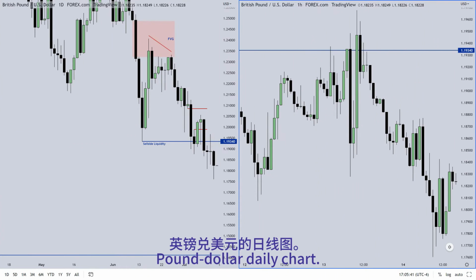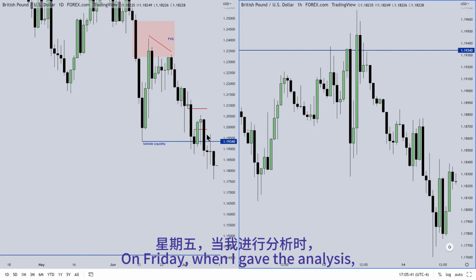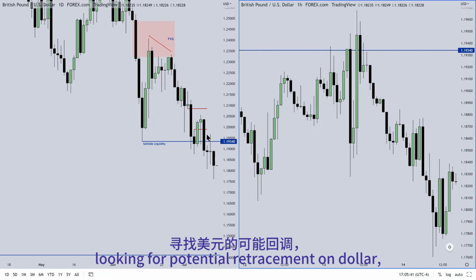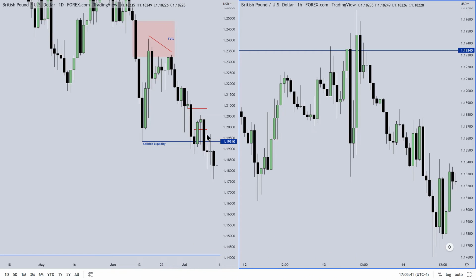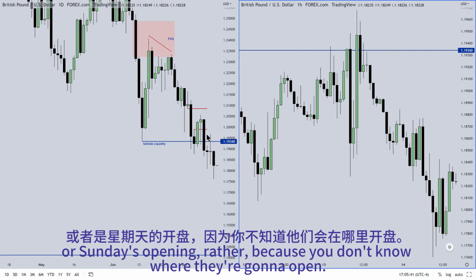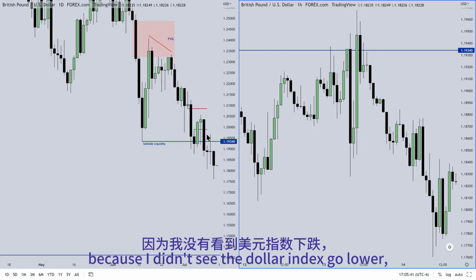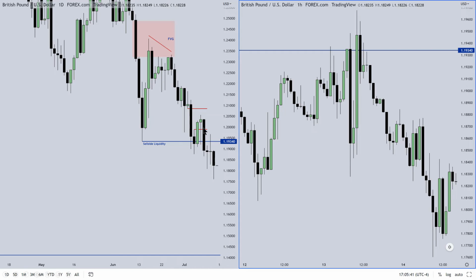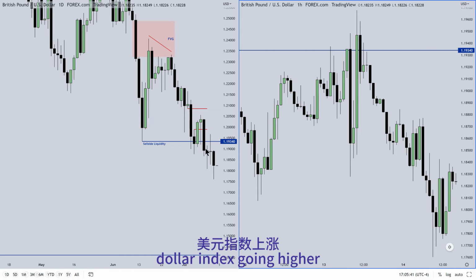Pound dollar daily chart. On Friday, when I gave the analysis looking for potential retracement on dollar, which is always going to be uncertain going into Sunday's opening, because you don't know where they're going to open it. And again, because I didn't see the dollar index go lower, the pound dollar actually followed suit with the dollar index going higher and euro going lower. Cable followed suit with that as well.